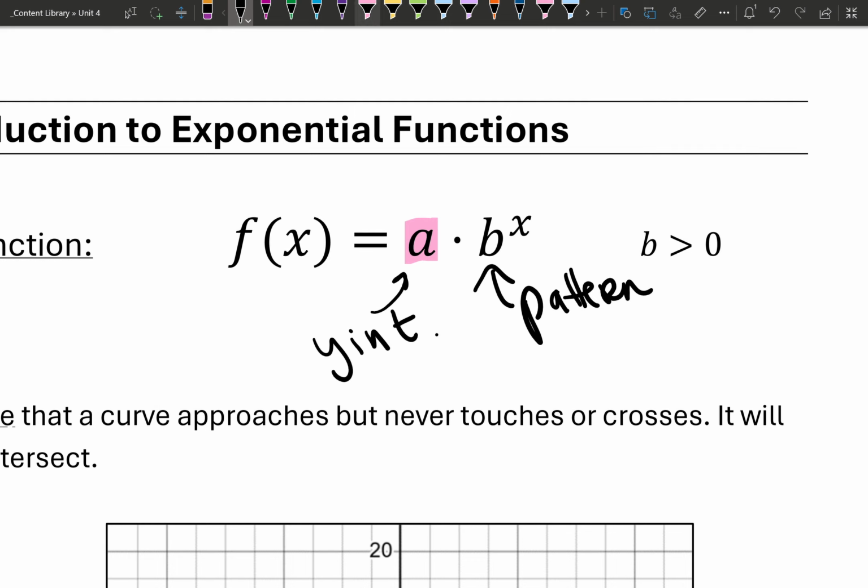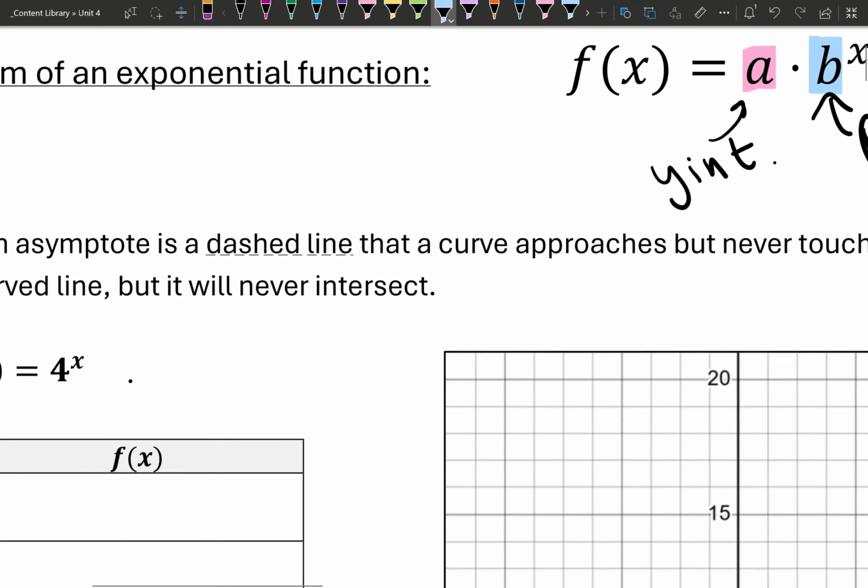Pattern. That's better. Now, b is always going to be a number greater than 0. That means if you see a negative, that means it's an invisible -1 in the place where that y-intercept, or a, is supposed to be. So b is always something positive greater than 0. All right, let's do some graphs.